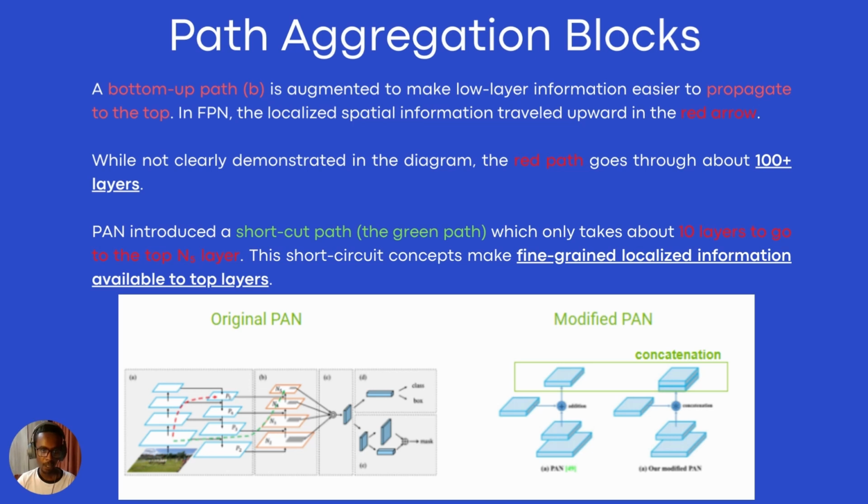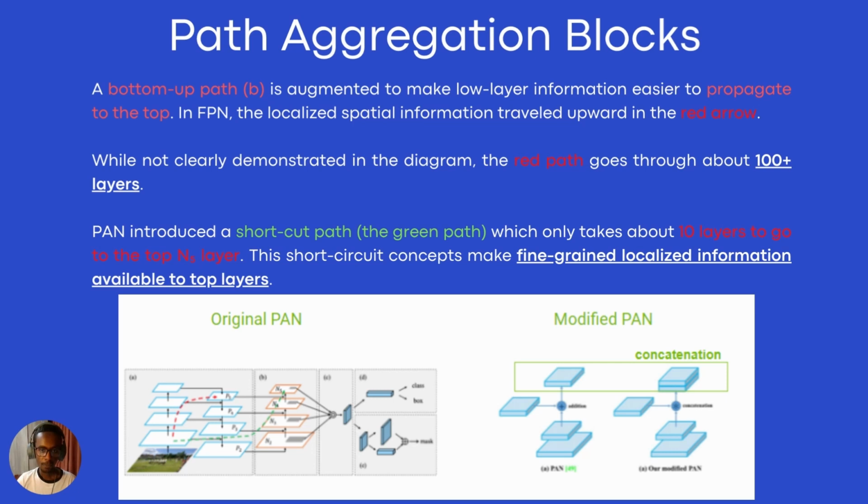So on the PANet, we have a bottom-up path, then we have a top-down path, and then finally we're going to have another bottom-up path. And we're going to have a shortcut connection from the low feature map representation to the top, which is only 10 layers up. And this shortcut concept makes the fine-grained localized information available to the top layers.